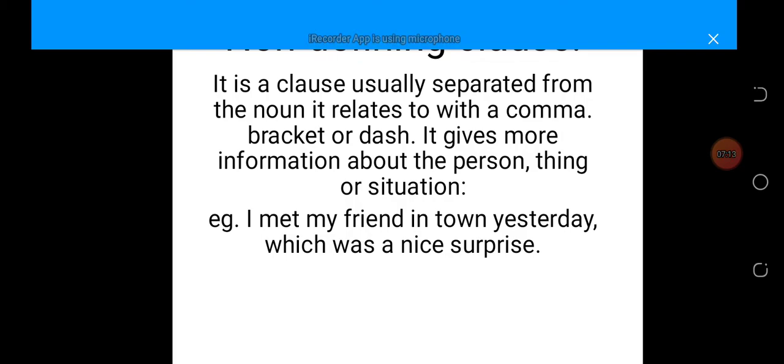Example, I met my friend in town yesterday, which was a nice surprise. We can have many examples to this effect. I hope you can all give examples using the example given.